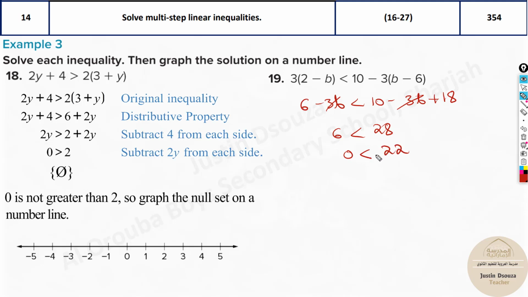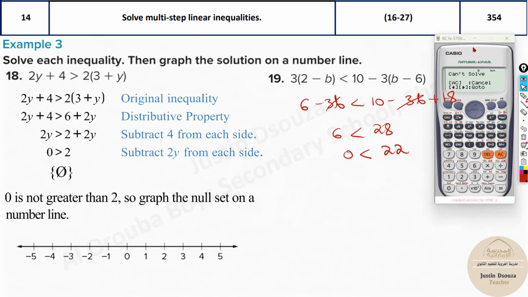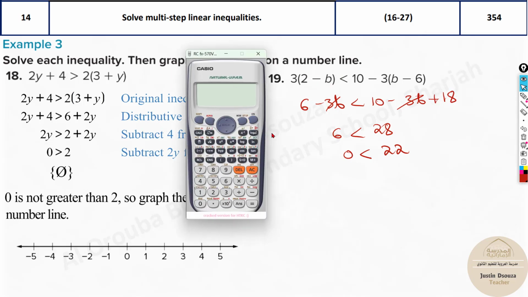Yes, this is true. That means it's completely all solutions. It's like a domain of minus infinity to infinity. This is true each and every time. Let's try using the calculator now. Here, let's type the given question, 3 bracket, because in the calculator you do not need to apply the distributive property. You can put the given question itself, that's fine. Wherever there's an inequality, just put equal to 10 minus 3 times x minus 6, close the bracket, shift and solve.